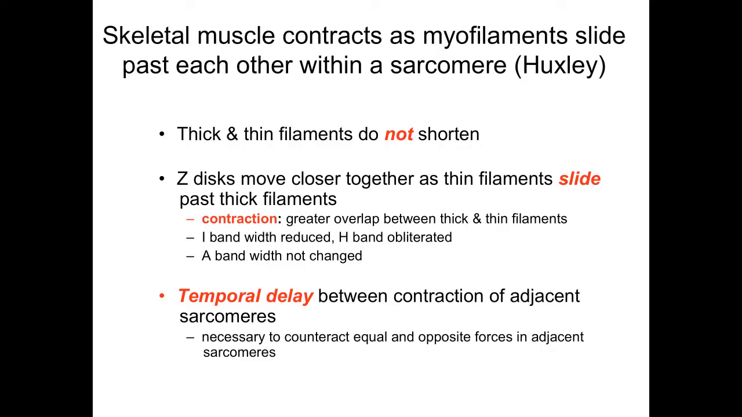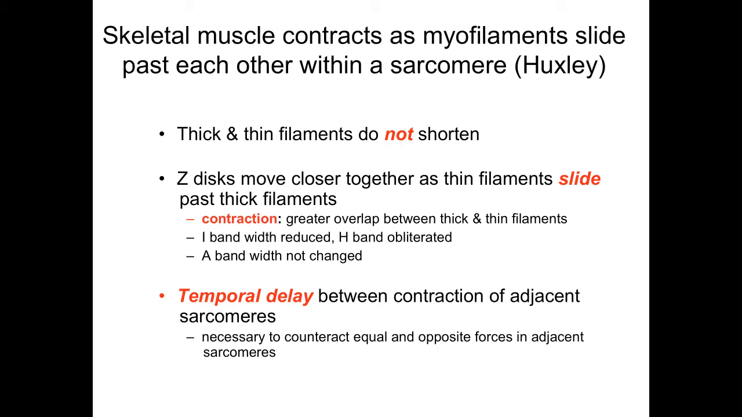Skeletal muscle contracts as myofilaments slide past each other within a sarcomere, and this is something that Huxley presented in the middle of the 20th century, and it's been fairly well understood for a long time. Thin and thick filaments do not get shorter, rather the Z discs move closer together as thin filaments slide past thick filaments. During contraction, there's a greater overlap between thick and thin filaments. The I band width will tend to be reduced. The H band will appear to disappear or be obliterated.